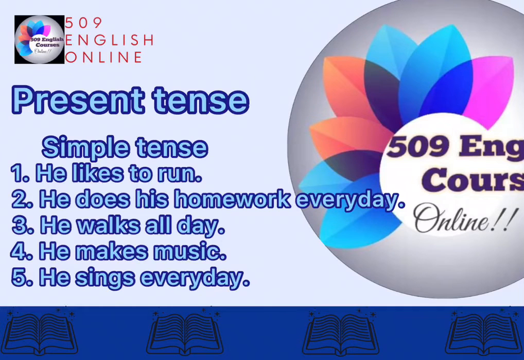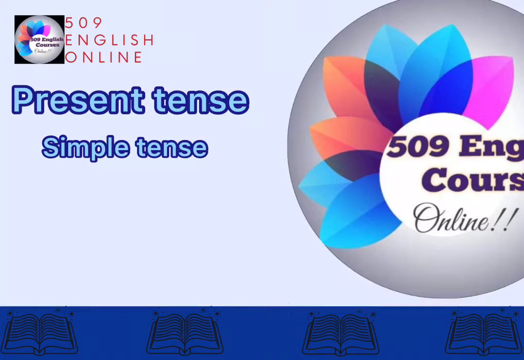He likes to run. He does his homework every day. He walks all day. He makes music. He sings every day. As you can see in the examples, all the sentences have a verb that ends with an es or an s. So that way you will be able to identify that it's present simple tense if you see the verb ends with an s or an es.